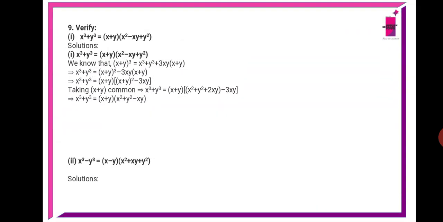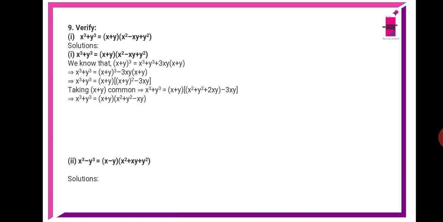Ninth question. Verify x cube plus y cube equals x plus y into x square minus xy plus y square. Here we are going to use the x plus y whole cube identity. We know that x plus y whole cube equals x cube plus y cube plus 3xy into x plus y. So we are going to send plus 3xy into x plus y to the other side.